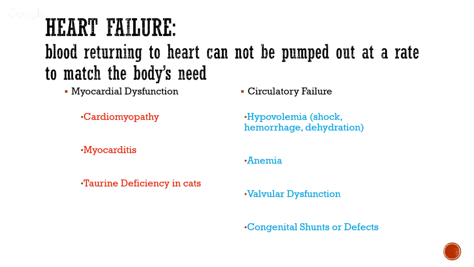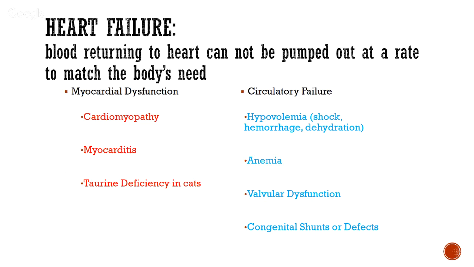Myocardial dysfunction includes cardiomyopathy, something that is wrong with the muscle of the heart. Myocarditis, which is an inflammation that happens within the muscle of the heart. Typically, myocarditis affects the valves of the heart. We're also going to talk about myocardial dysfunction caused by taurine deficiency in cats. Fortunately, this is not a problem that we typically see these days, because most of the food that we feed our cats is suitable and contains the taurine that they need to get daily in order to maintain heart health in their bodies.